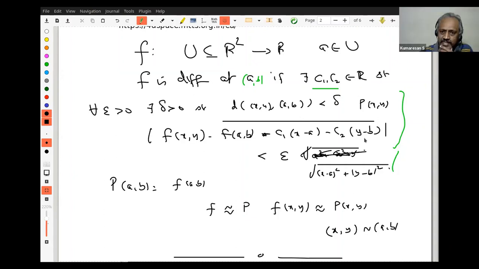Now suppose I take y equal to b, then for all points (x, b), you understand that? So that (x, b) and (a, b) are at a distance delta at most, then this result will still be true.